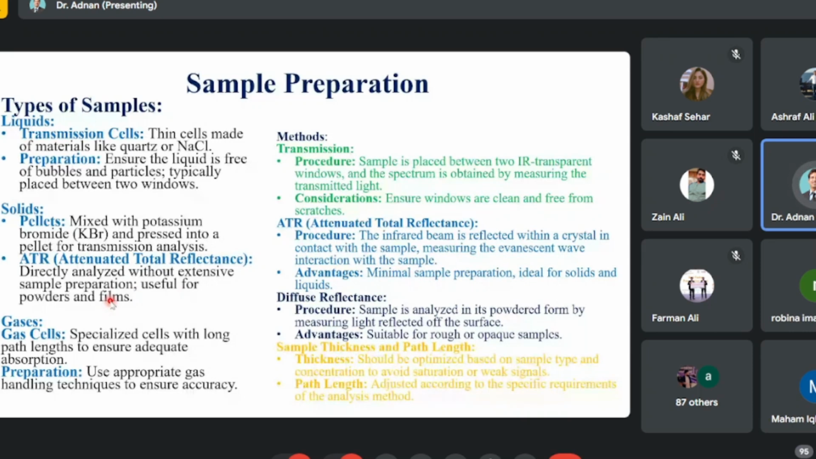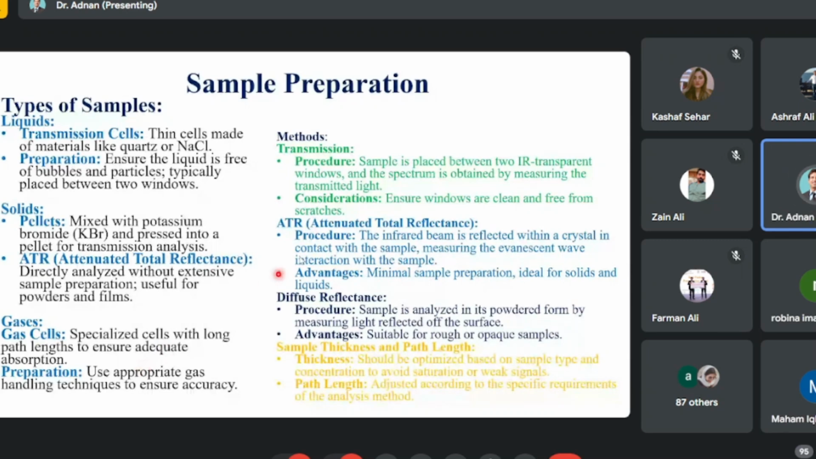The last one is gases. For gases, you have to use a gas cell. These are specialized gas cells with long path lengths to ensure adequate absorption. To prepare the sample, you have to use appropriate gas handling techniques to ensure accuracy.